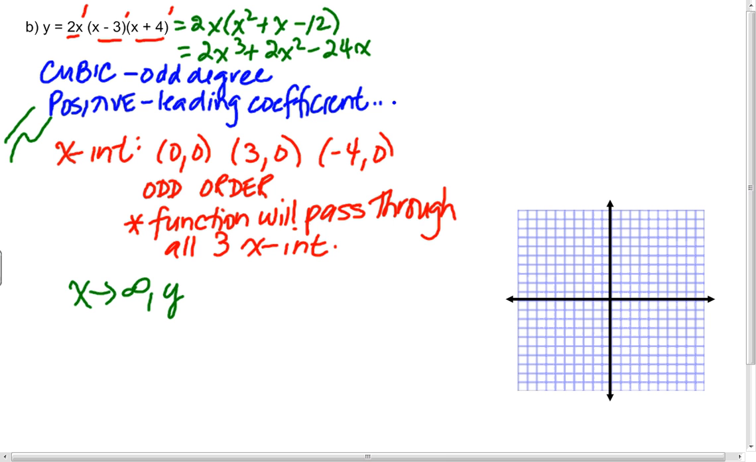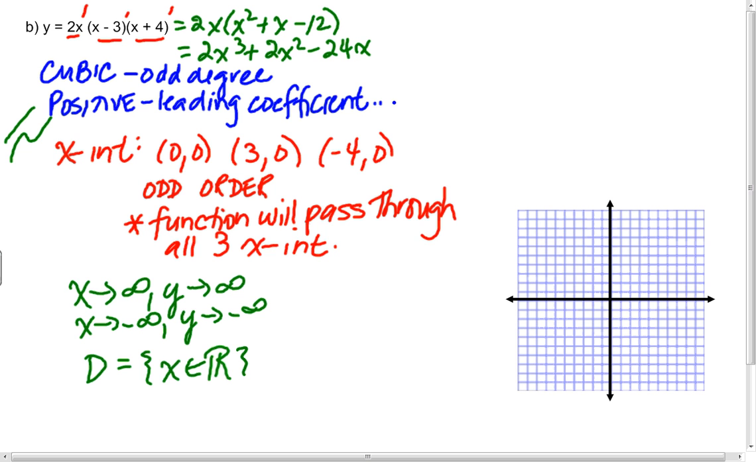As you go to the right, your function is going to get very large. As you go to the left, we're going to go downwards. So my end behavior can be very helpful as well. My domain for a cubic is x can be any real number. Range for a cubic, unless it's a real world problem, is also any real number, because we're going to go upwards and downwards forever.